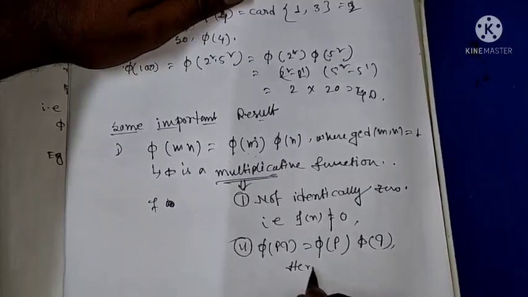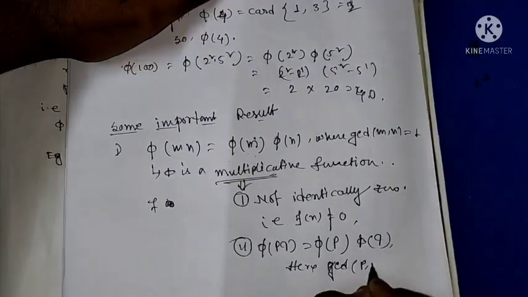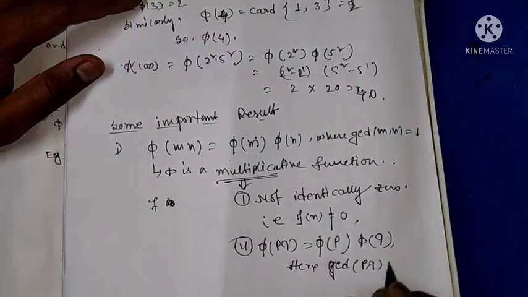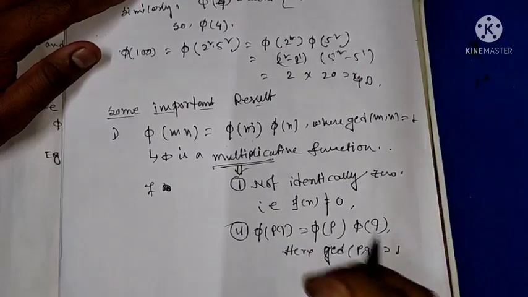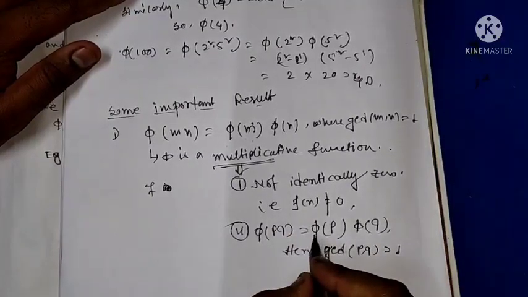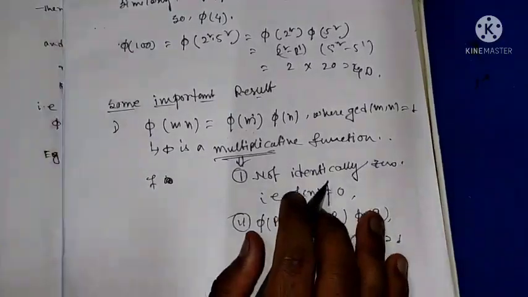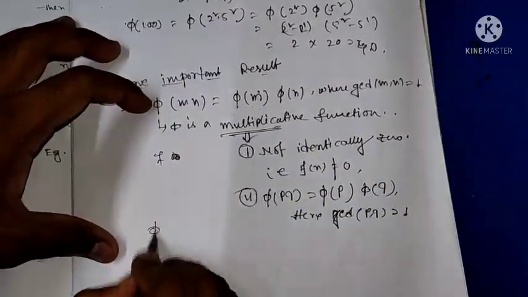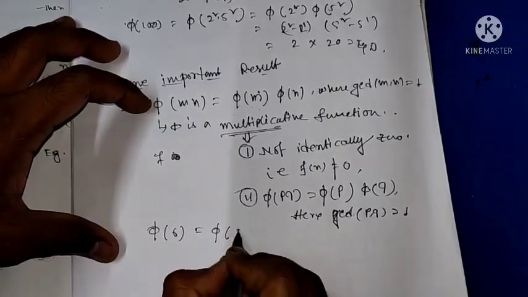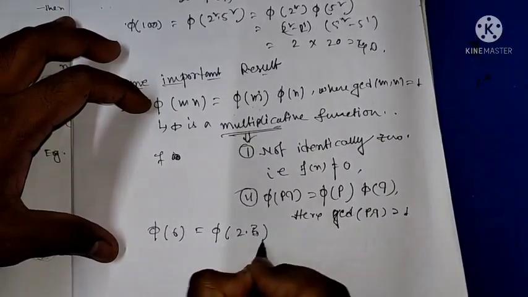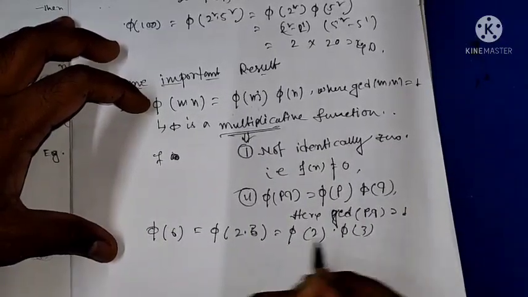Here GCD of pq is 1. That is, if p and q are co-prime, then phi of pq is equal to phi of p into phi of q. Okay, by using this formula we can find the value of phi of 6, that is 2 into 3, phi of 2 into phi of 3.